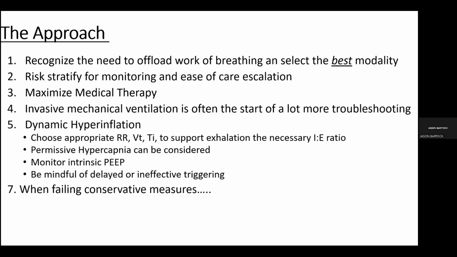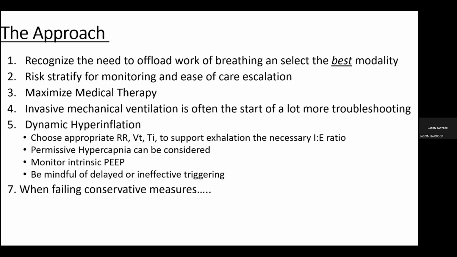So I know I ran over a little bit and I apologize. Simplified approach: recognize the need to offload work of breathing and select your best modality. If it's acutely reversible, non-invasive is often the best choice. And then risk stratify, and place them at the appropriate level of care.